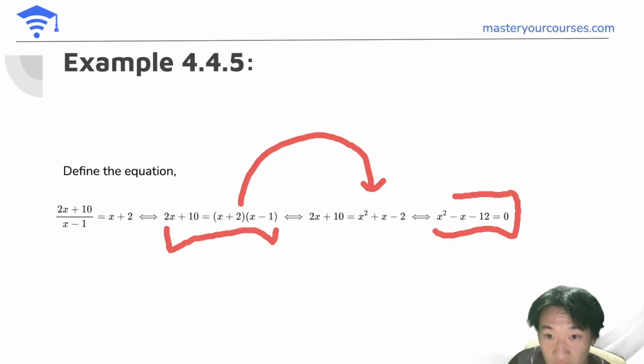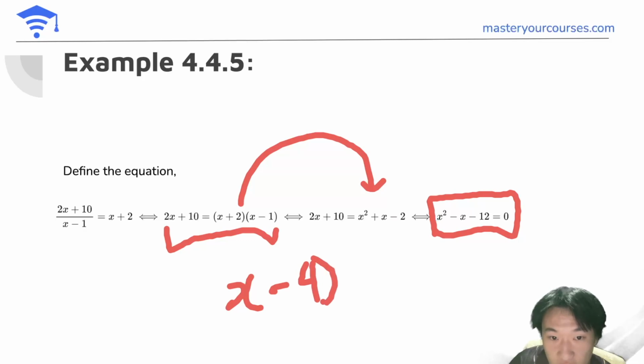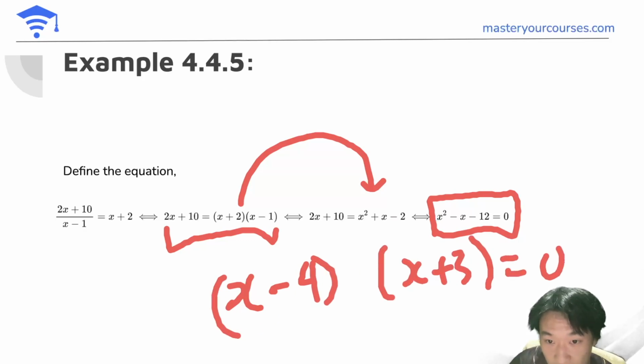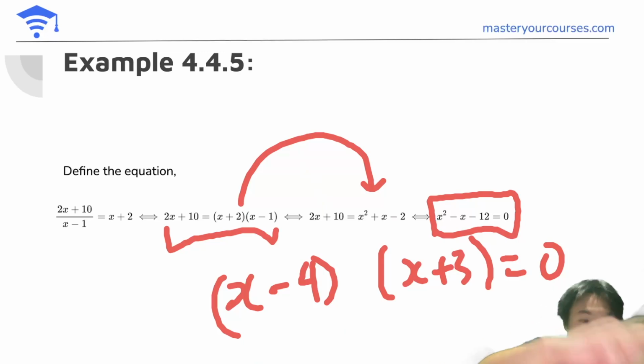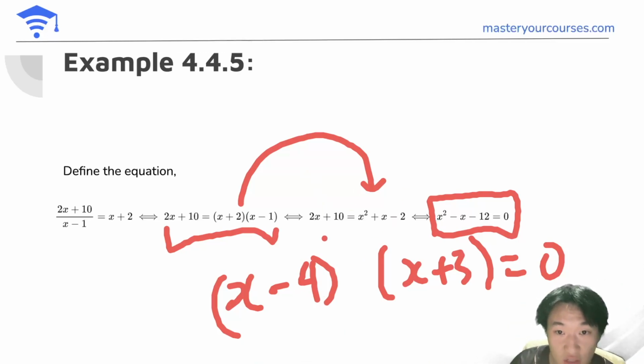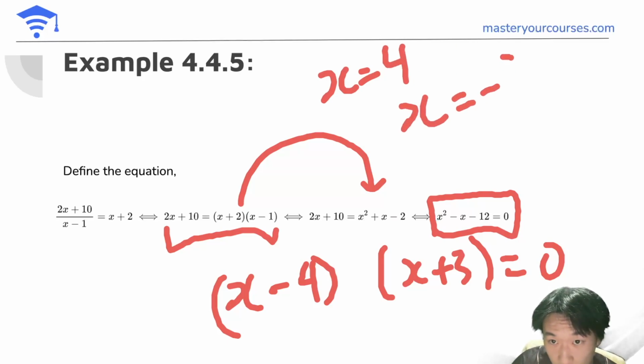At this point, finally, you have a form in which you can actually solve. This is going to be equal to (x - 4)(x + 3) = 0, right? Minus 4 times 3 is minus 12. Minus 4 plus 3 is minus 1. So this is a factorization of this quadratic equation. So your potential solutions are x = 4 and x = -3.